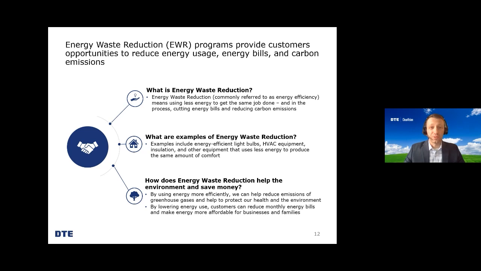There's an opportunity to improve efficiency. Some products like LEDs and HVAC systems simply use less energy to produce the same amount of comfort. Whereas other products don't use energy directly, but they improve the overall efficiency and comfort of a building, such as insulation and windows. By using energy more efficiently, we can help reduce the emission of greenhouse gases, help protect the environment and our health. Also, by lowering energy use, you can reduce your bills, making it more affordable.